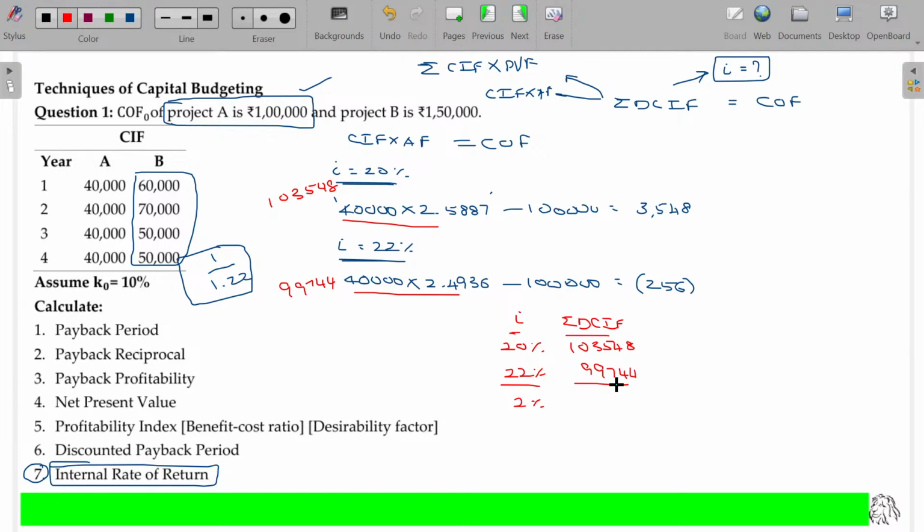Okay. There's a change by 3,804. My requirement is to make it 1 lakh. I'll take this 20% as the base. When the rate of interest is 20%, this is excess by how much? 3,548. By making a change from 20 to 22, there's a change by 3,804, but I don't want that much. I want only this much, 3,548.